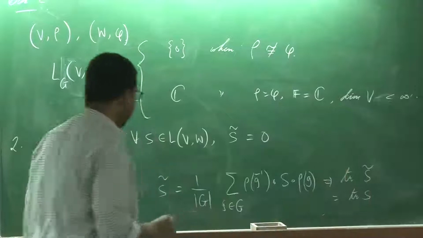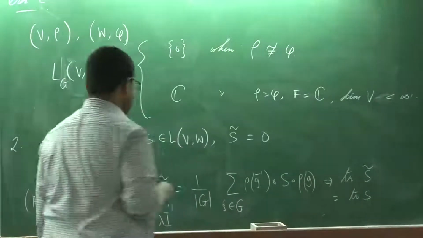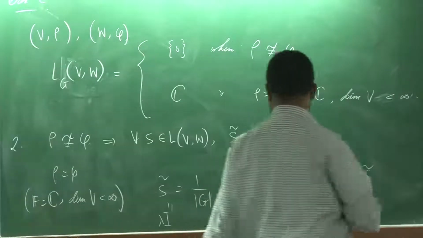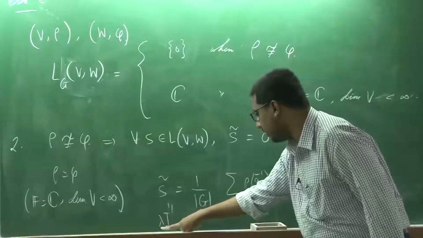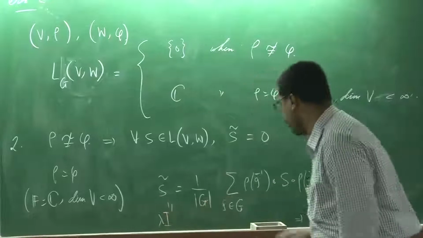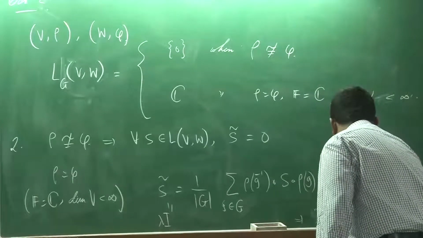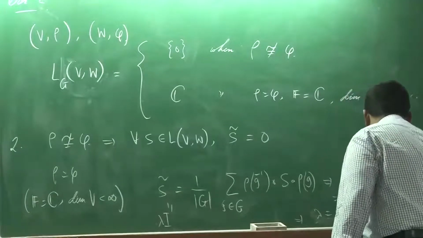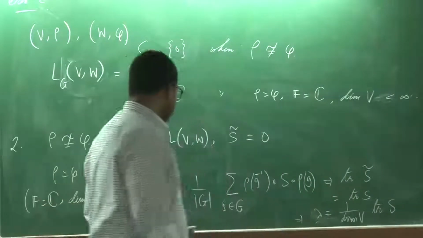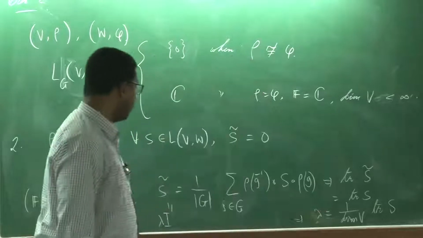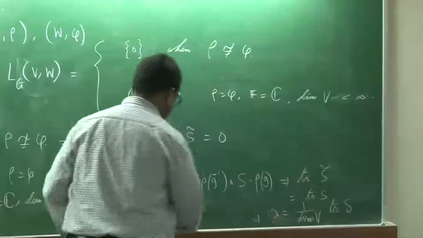So these two operators have the same trace, and in view of Schur's lemma S tilde has to be some multiple of the identity operator. If S tilde is lambda times identity, then its trace will be the dimension of V times lambda. So dimension of V times lambda is the trace of S, and lambda is 1 by dimension of V times the trace of S. So in the case when ρ is φ, and this is a finite dimensional representation over an algebraically closed field, we can in fact compute what this operator is. It is the trace of the given operator divided by the dimension, times the identity.